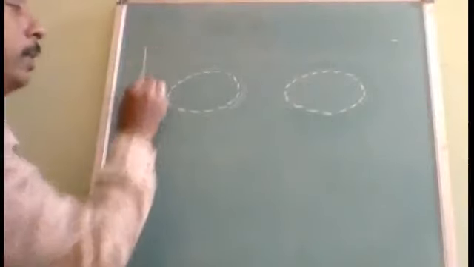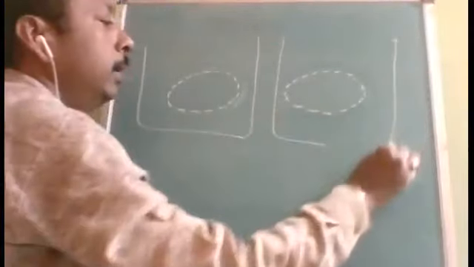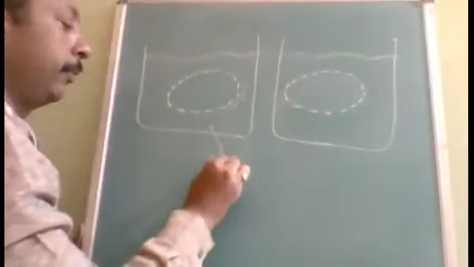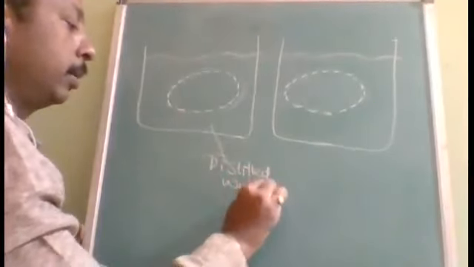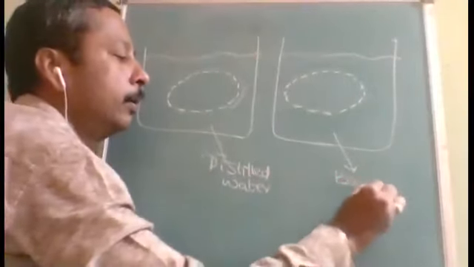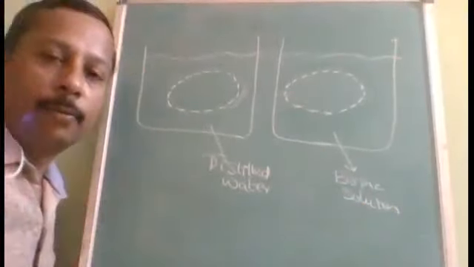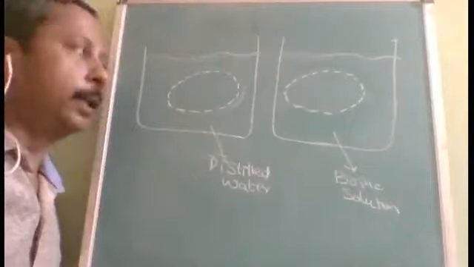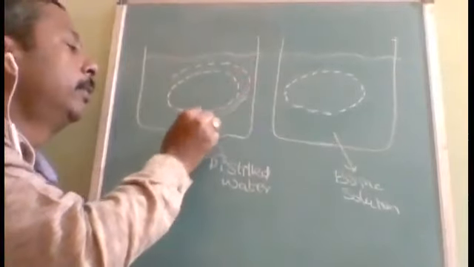Okay. Now, first one is placed in distilled water. Another is placed in brine solution. As of now, both are the same size. After some time, if you observe their size, this egg will swell.